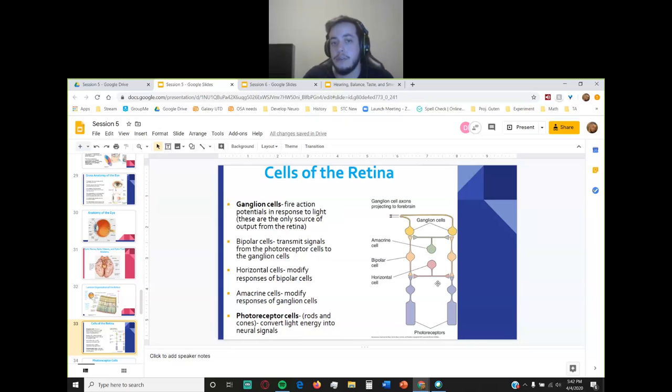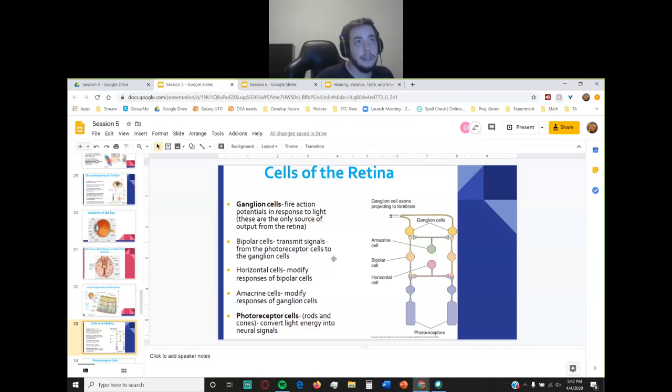She doesn't test so much on those two, but do try to remember that the horizontal cells are in that synaptic area of the photoreceptors and the bipolar cells, and the amacrine cells are between the bipolar and ganglion cells.